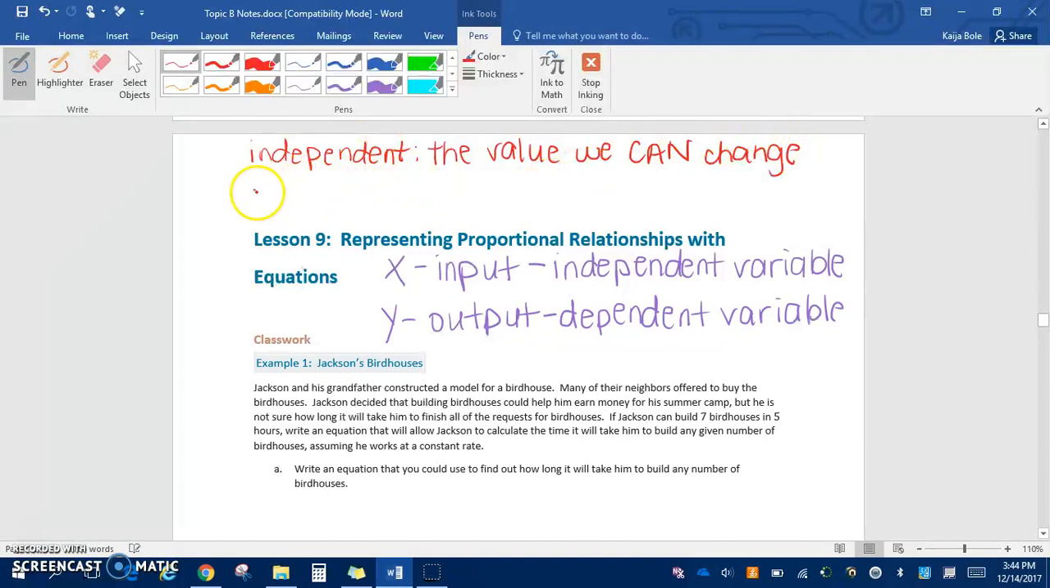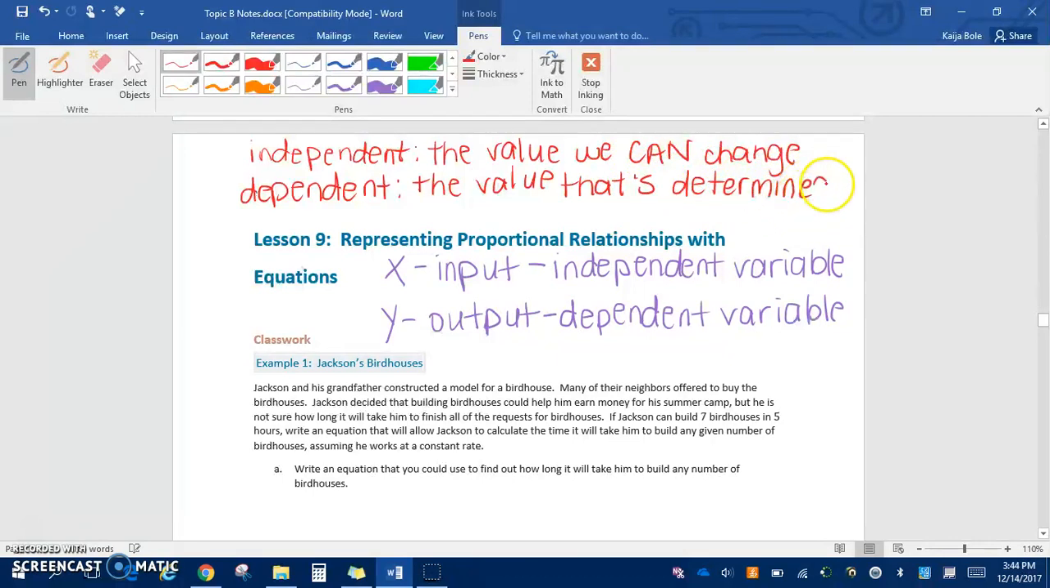The dependent, think about what the word dependent means, or when you depend on someone or something. That is the value that's determined by the independent variable. Alright, so again, these two words are new and they're going to take some practice, but we do really need to start thinking about everything in terms of independent and dependent.